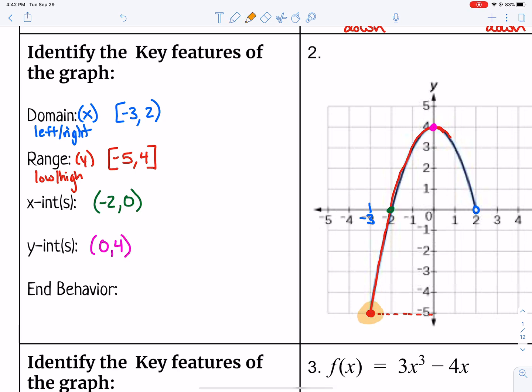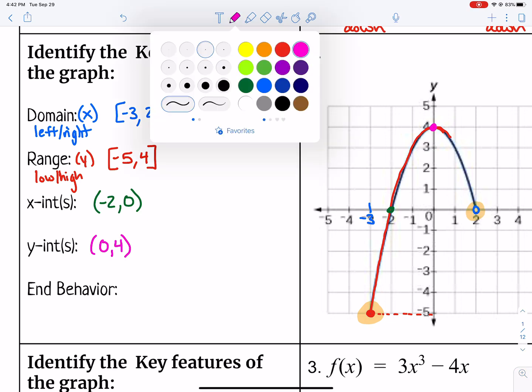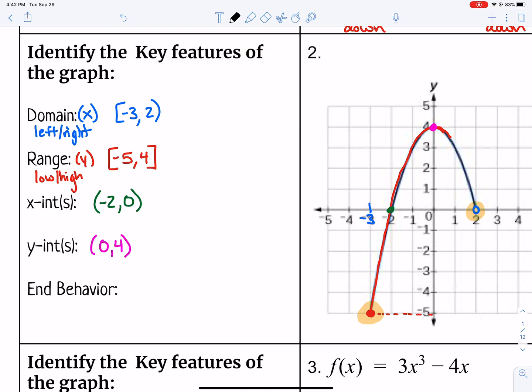And then our end behavior is what the ends of our graphs are doing, like where are they approaching. So on the left side of our graph, we have the point -3, -5. So we would say as x approaches -3, y is approaching -5. And on the right side of our graph, that little open circle on the right is located at 2, 0. So we would say as x approaches 2, y approaches 0. That's how that graph is behaving on the ends of our graph.